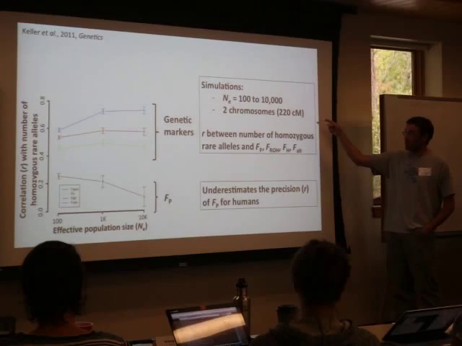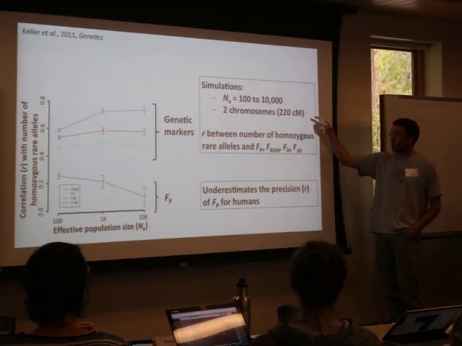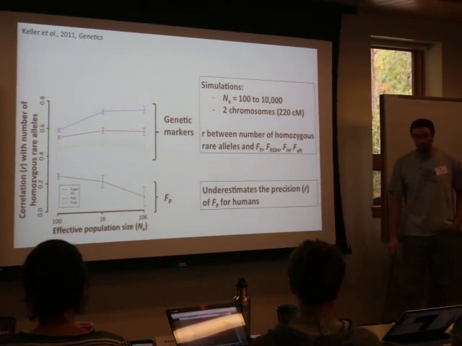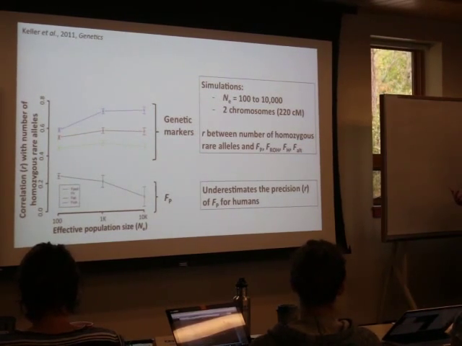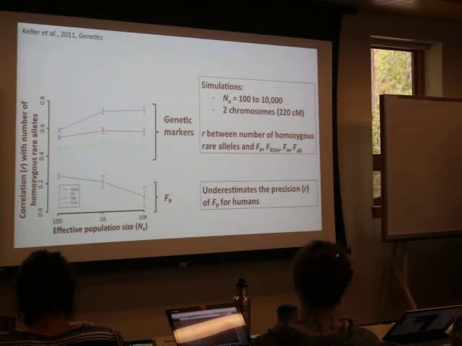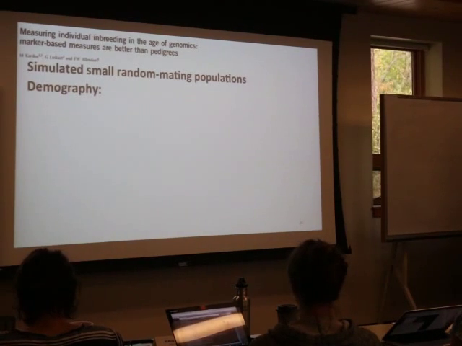One challenge in this study, though, is that the number of chromosomes is very small, and that the map length of the genome is very small. So that means the noise, basically, in the pedigree inbreeding coefficient is really, really high because the recombination rate across the genome is so low.